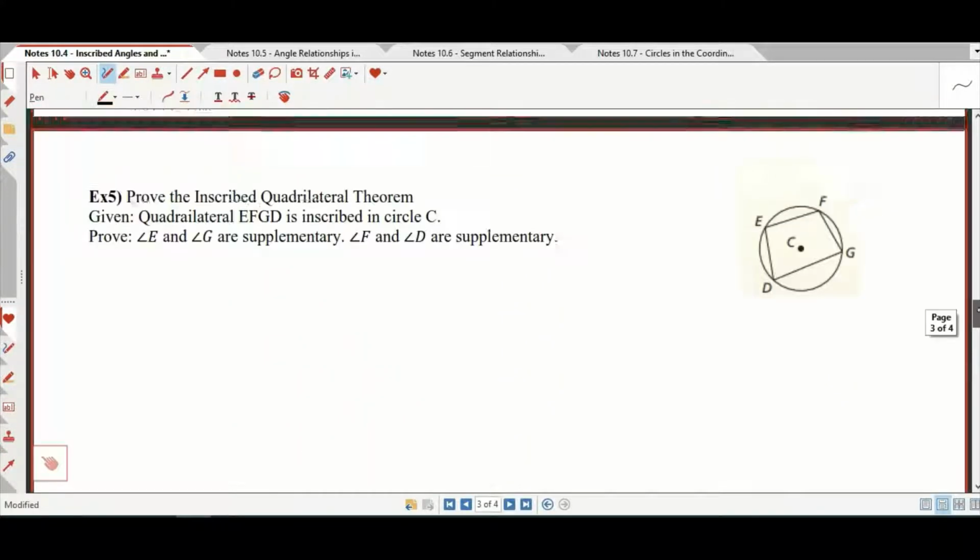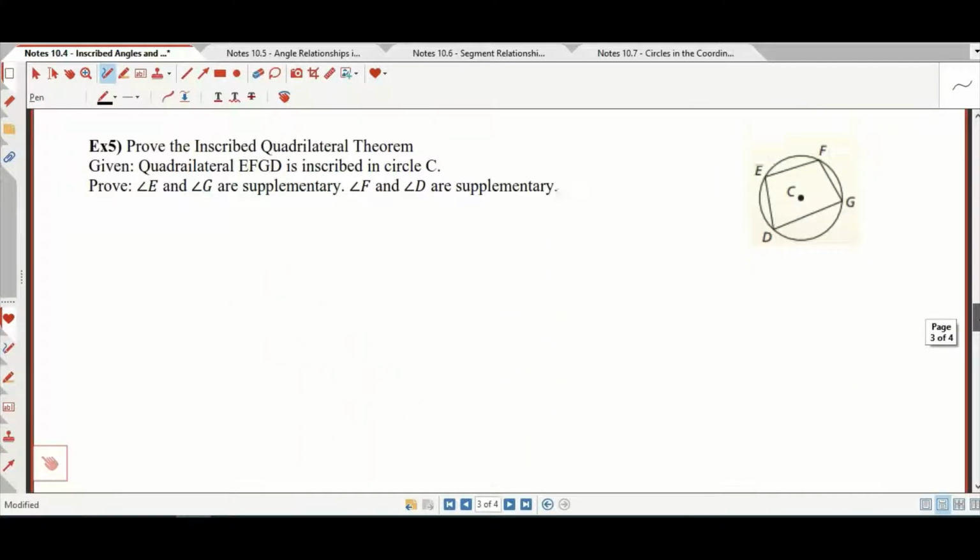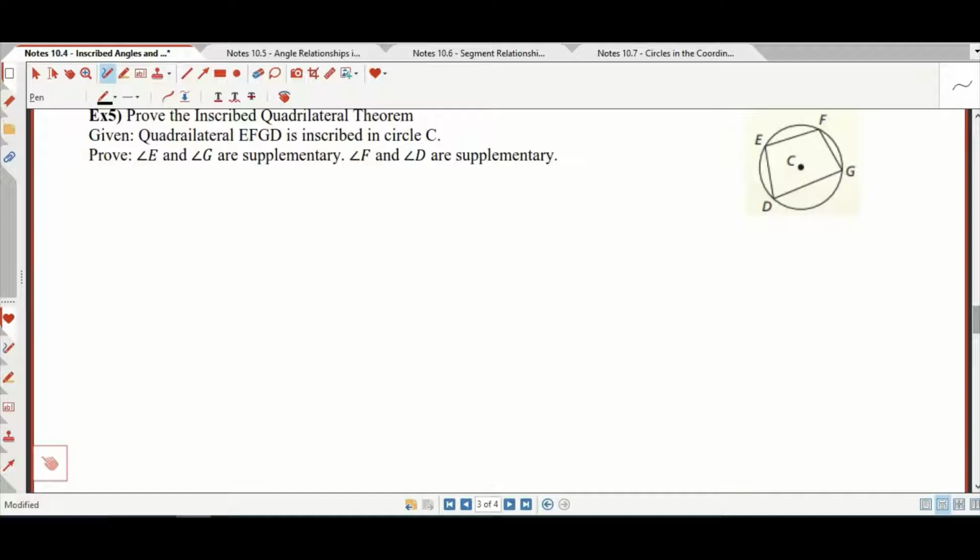Prove the inscribed quadrilateral theorem. Given quadrilateral EFGD is inscribed in circle C, prove that angles E and G are supplementary and F and D are supplementary. So follow along here, guys. This gets to be a bit of a doozy.